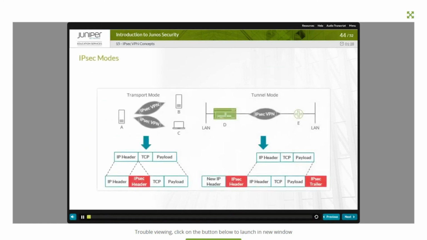You can implement IPsec in the following two modes. The transport mode is implemented between IPsec end systems. End systems should be aware of the IPsec protocol suite and perform all of the encryption and decryption of data.